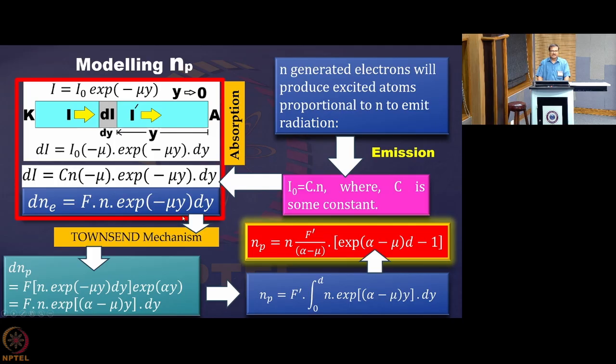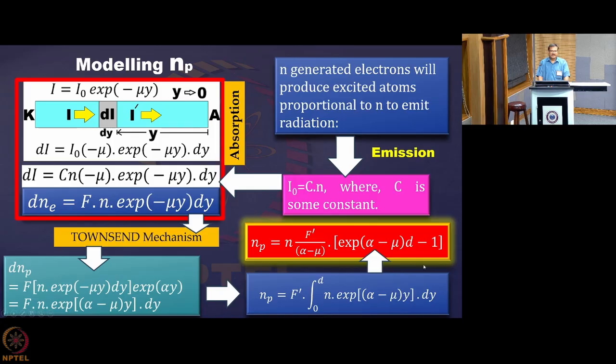So that will be the length scale. And if you do that integration, then the total number of photoelectrons which are coming here equals n, this f dash by alpha minus mu exponential alpha minus mu d minus 1. How is it? So if you integrate this, then this alpha minus mu will come down, and this will be integrated over 0 to d. So once d will come here, and then next time you will put 0. So it is like that.